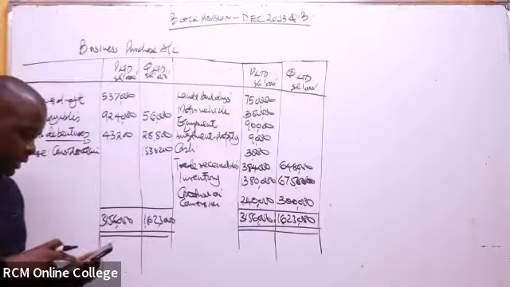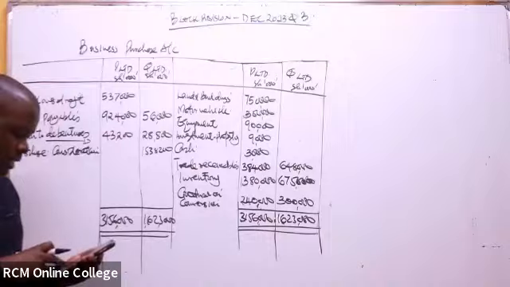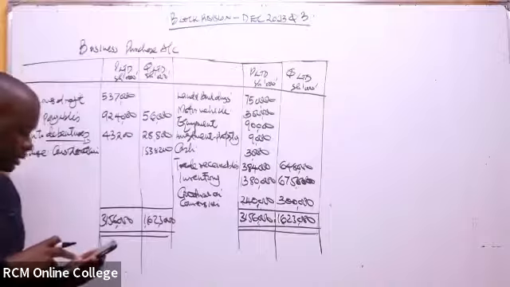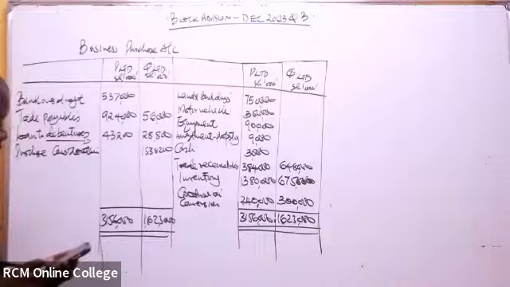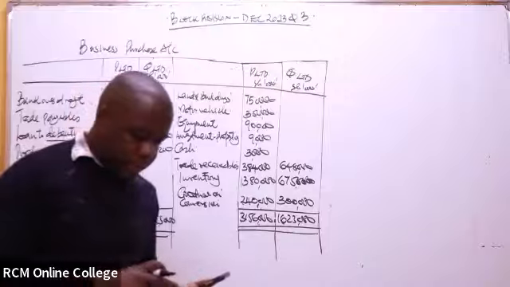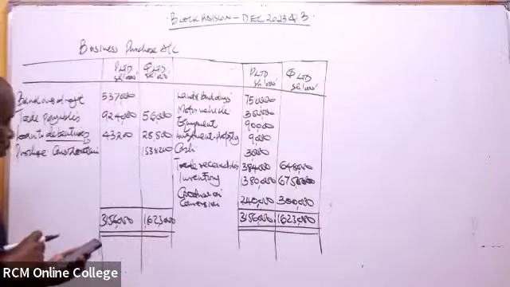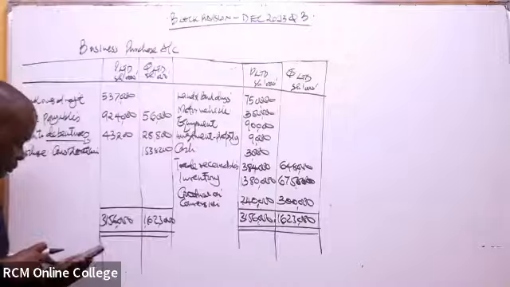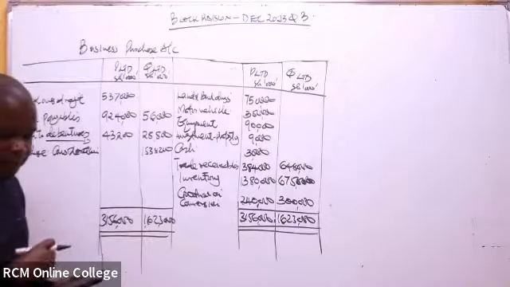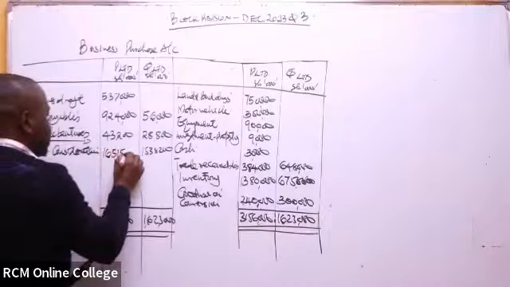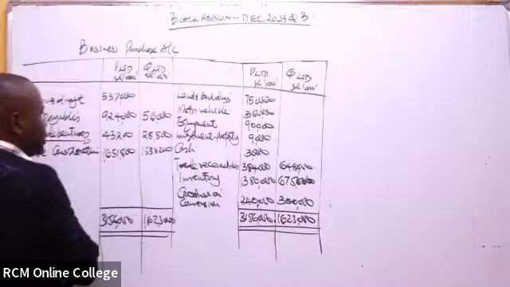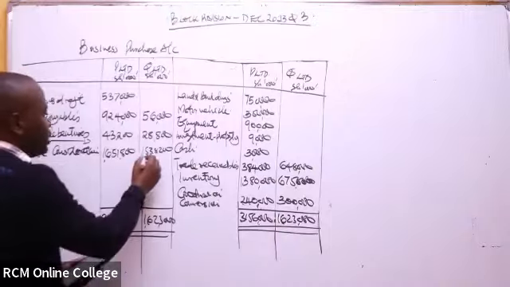So 537,000 plus 924,000 plus 43,200. You get 1,504,200. Then we minus 3156. You get 1,651,800. So you can also confirm.